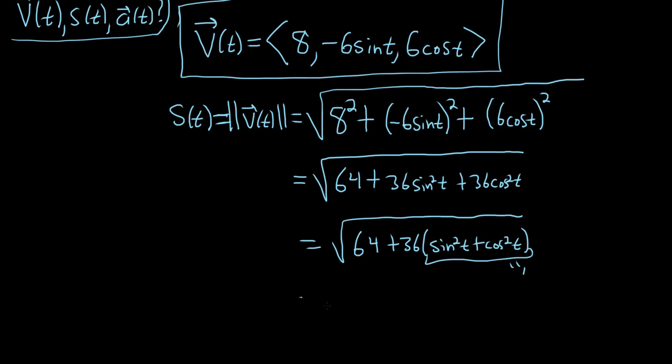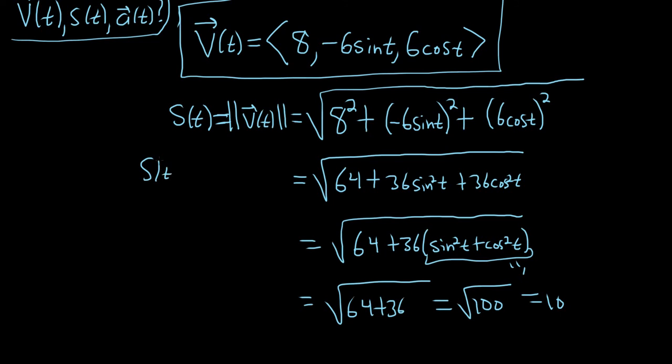It's a trig identity. So this is 64 plus 36. And this is even better, because when you add these, you get 100. So the square root of 100 is 10. So the speed is 10. The speed is constant. It does not change. It's always 10. So the speed in this problem is 10.